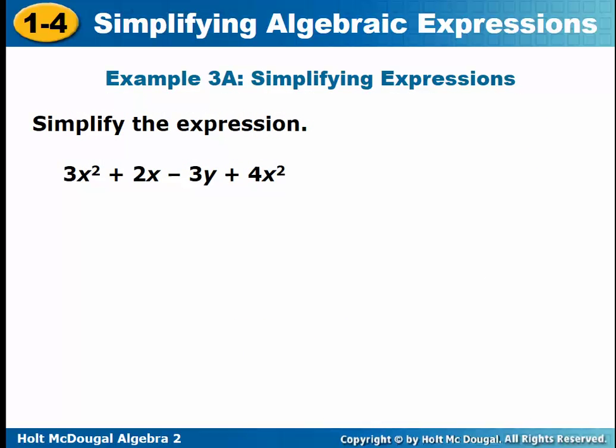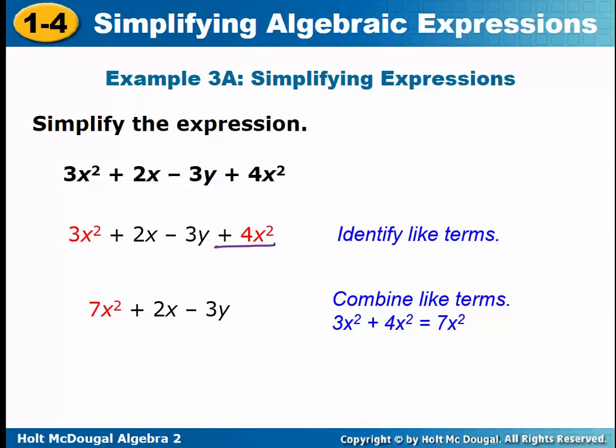Let's look at some examples. Here we have 3x squared plus 2x minus 3y plus 4x squared. The first thing to do is to find the like terms. In this case, 3x squared and 4x squared are like terms. The plus sign in front of the 4x squared goes with it.